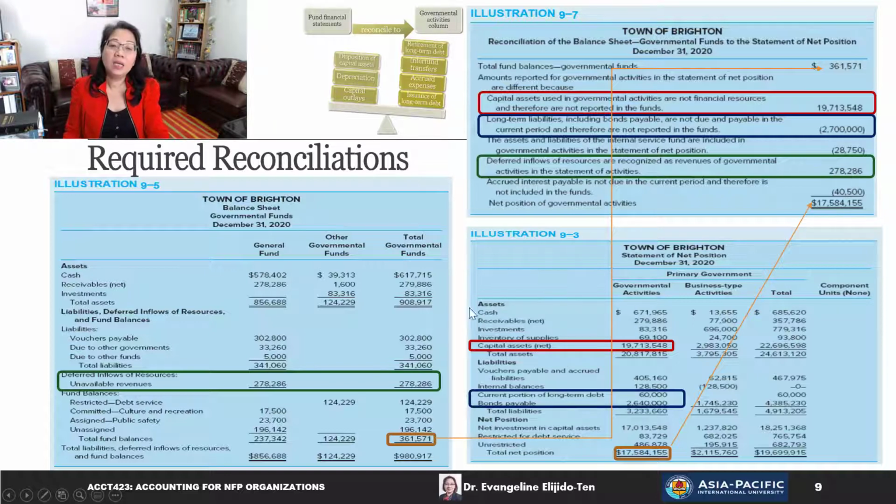All right. So in this case, the other two figures, this one, the 28,750, the assets and liabilities of the internal service fund that are included in governmental activities in the statement of net position, will be normally given as additional information. And so with this accrued interest payable, if there are any, it will also be provided as additional information.